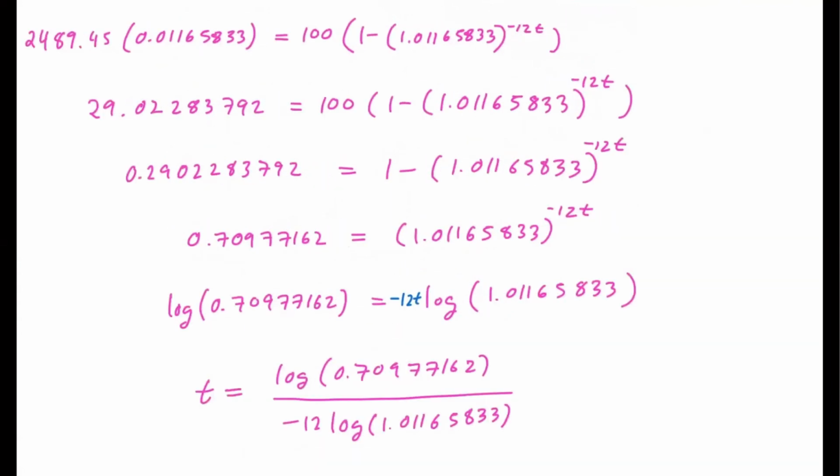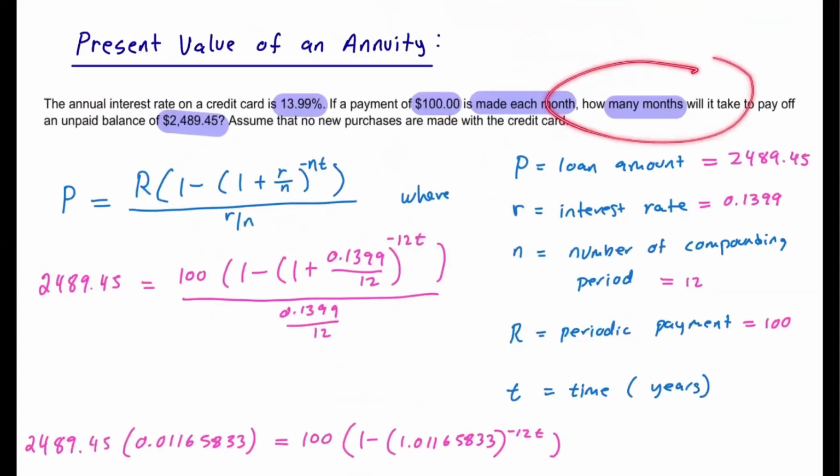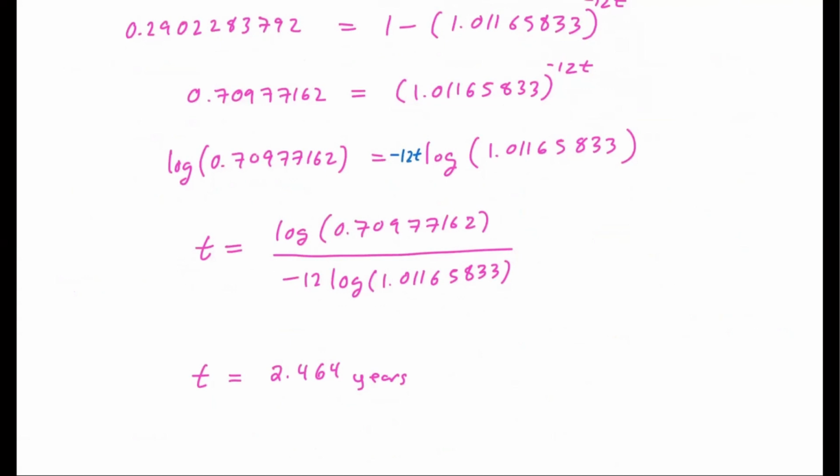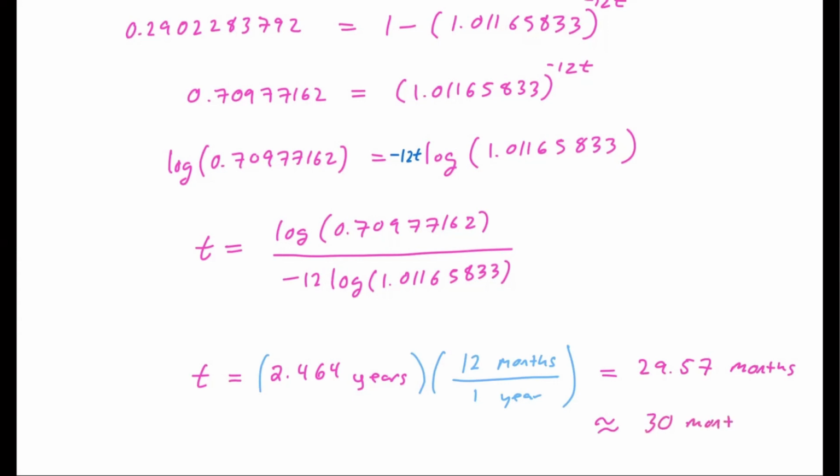Now, since the problem asks us how many months it will take for the balance to be paid off, we're going to convert it to months. To do that, we're going to take our value in years and multiply it by 12, because there are 12 months in 1 year. So the unit year will cancel, and then you'll have your final answer in terms of months. And if you do that, you're going to get about 29.57 months, which we can say is roughly 30 months. So it's going to take about 30 months to pay off the loan.